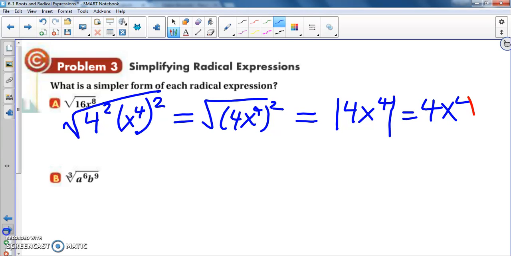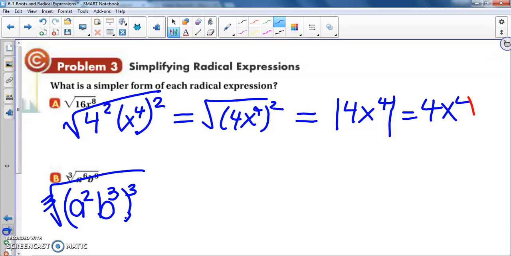Let's do one more here. The cube root of a to the 6th b to the 9th. So we want to write it as something being cubed. So we'll have a squared b to the 3rd, cubed. And we want the cube root of that. So this is equal to a squared b to the 3rd.